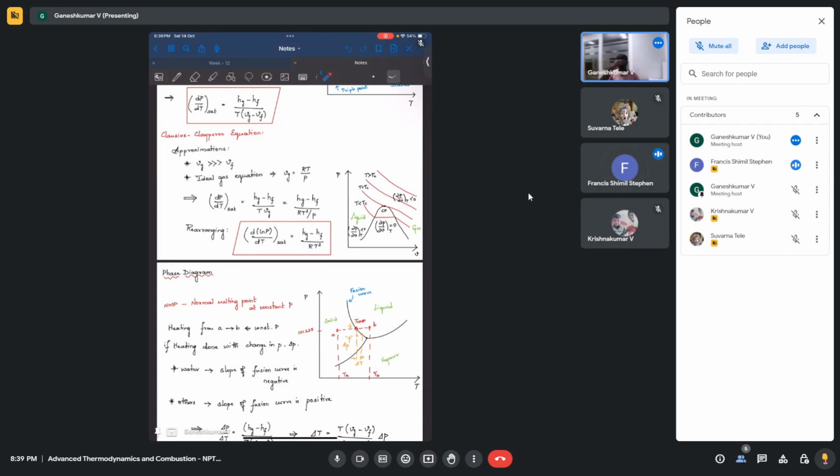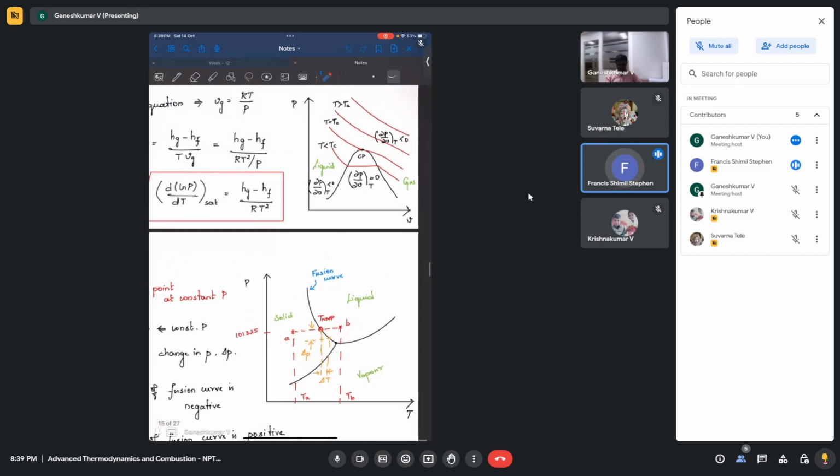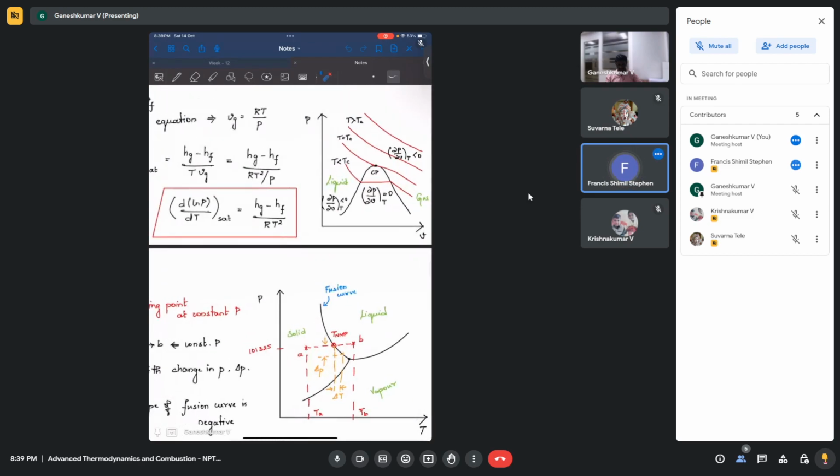Yes, sir. Another thing is, in this diagram, at the intersection of these three points there is a critical point, and for the vapor curve there is a critical point, isn't it? One is the triple point and another one is the critical point. There is a statement that after the critical point, the distinction between vapor and liquid is non-existent.